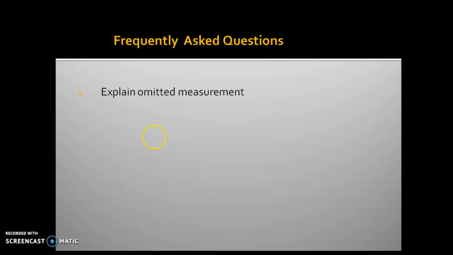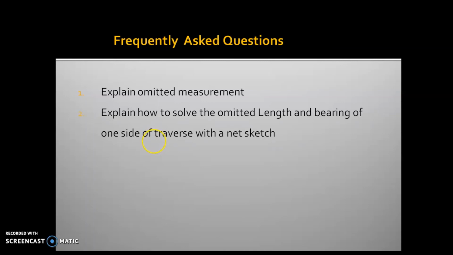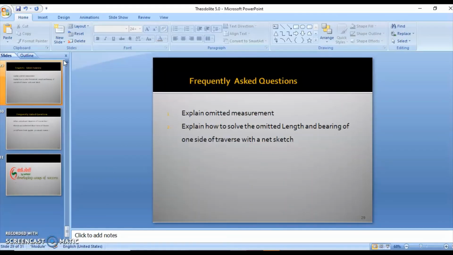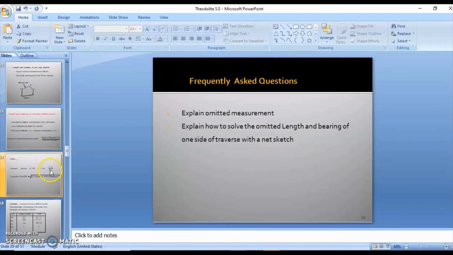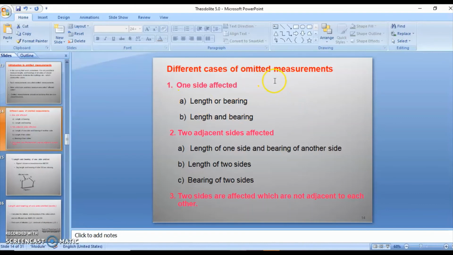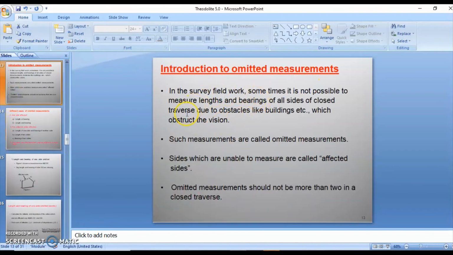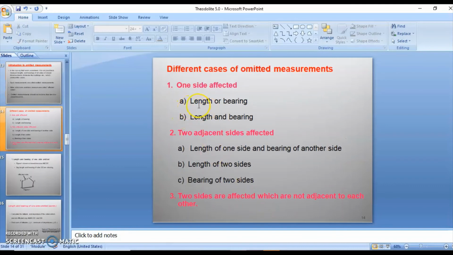Explain omitted measurements. They have asked to explain, so you have to clearly explain the different cases you are going to arrive at. For that, if I go to this slide, this is very important: different cases of omitted measurements. First of all, what are omitted measurements? When we call them omitted measurements, which sides are affected? And the next one is what? You have to explain clearly based upon the marks given, right?